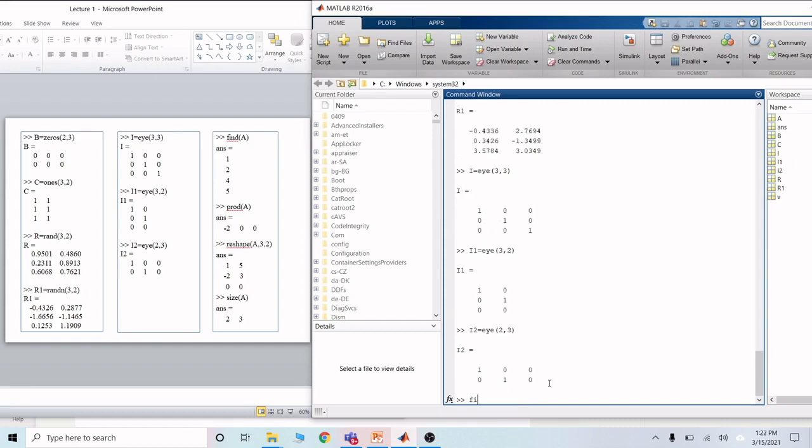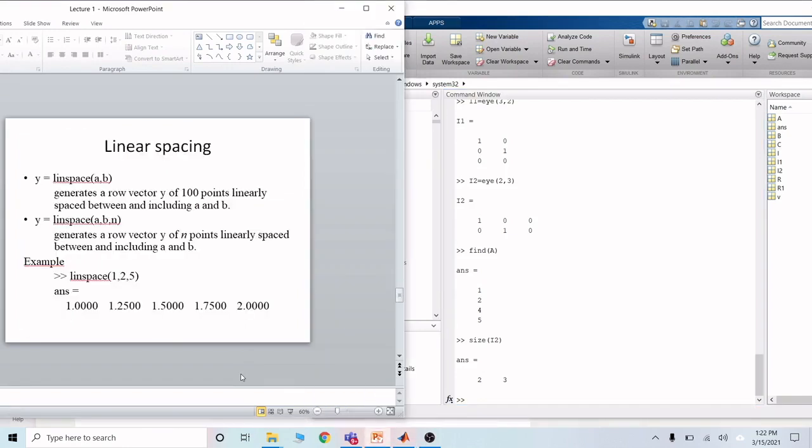Find A, you have seen find A, non-zero indices. PROD, product A, reshape A, and size A. Size of I2 is equal to 2 cross 3. Now go for the next.